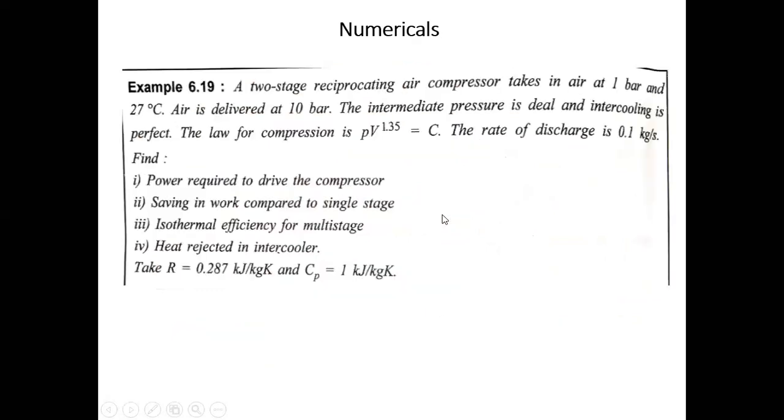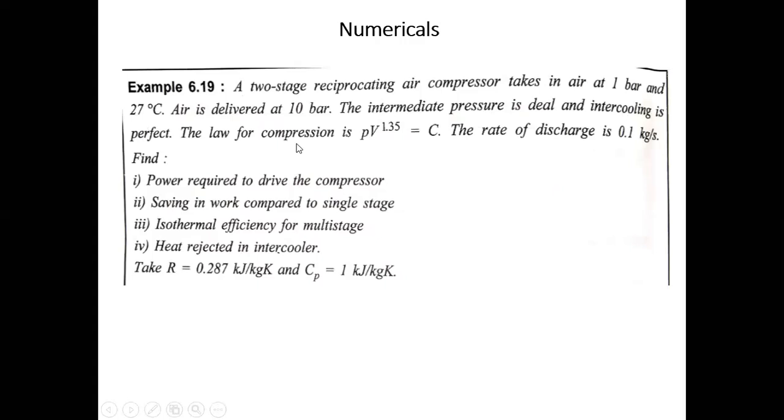Now we will move towards the next numerical, that is numerical on multi-stage compressor. So this is the numerical. I'll just read it out. A two-stage reciprocating air compressor takes in air at 1 bar and 27 degrees Celsius. Air is delivered at 10 bar. The intermediate pressure is ideal and intercooling is perfect. So perfect intercooling is given.